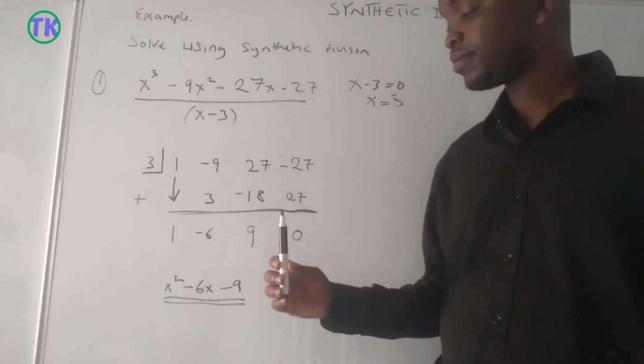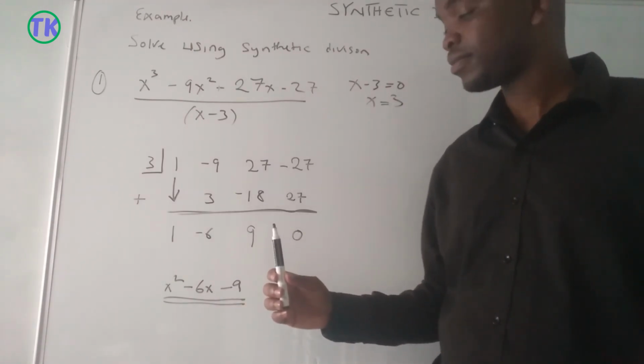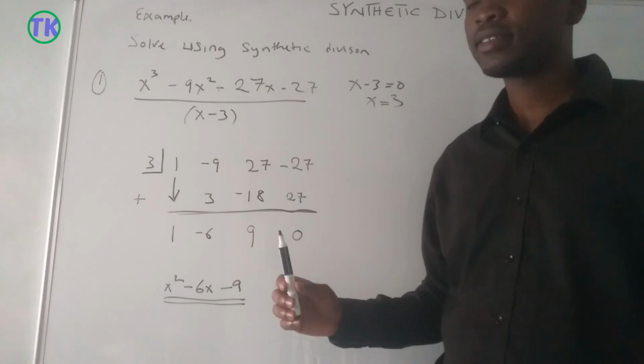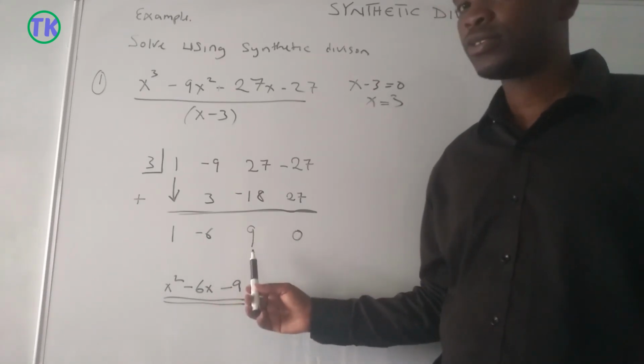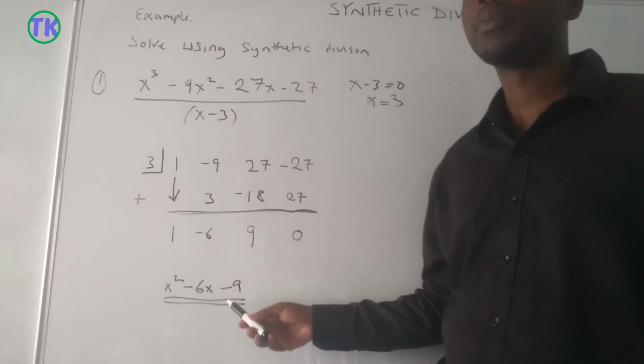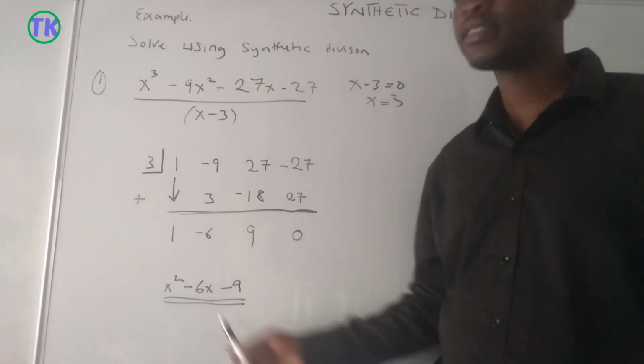And the third x term does not exist. We only have two x terms. So our 9 there will be our constant. And this is the answer that we get.